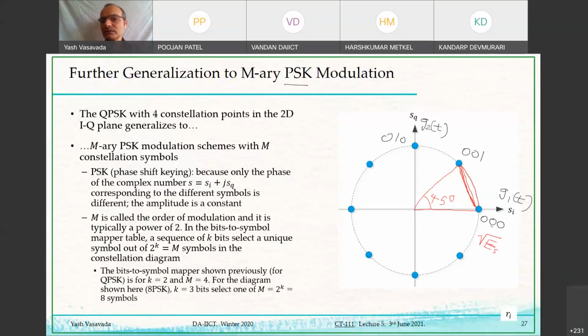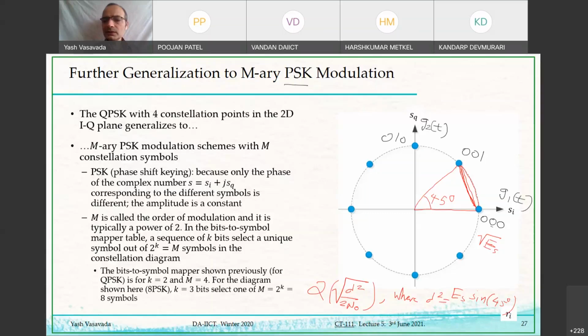The actual answer is what was just now mentioned. The distance squared is going to be ES times sine of 45 degrees. So in that formula, Q of square root of D squared divided by 2 N naught, D squared is going to be ES times sine of 45 degrees. So that will give me the probability that when I transmit this symbol, it gets confused as this symbol, or it gets confused as this symbol. Both are going to be equal probabilities. Okay, so that is the answer.